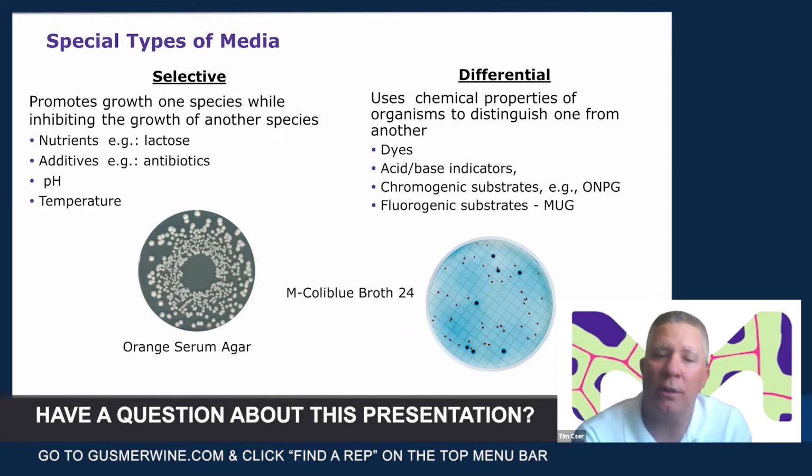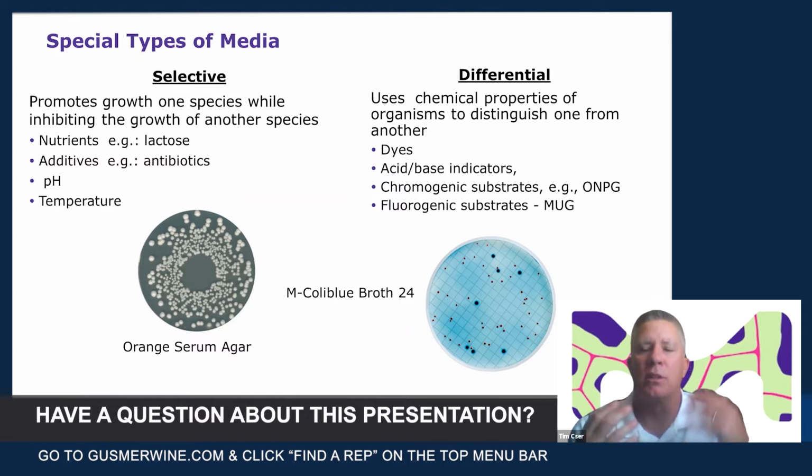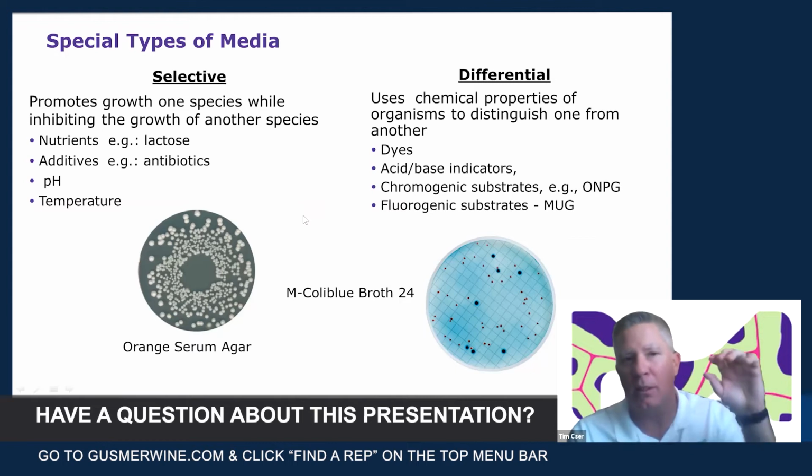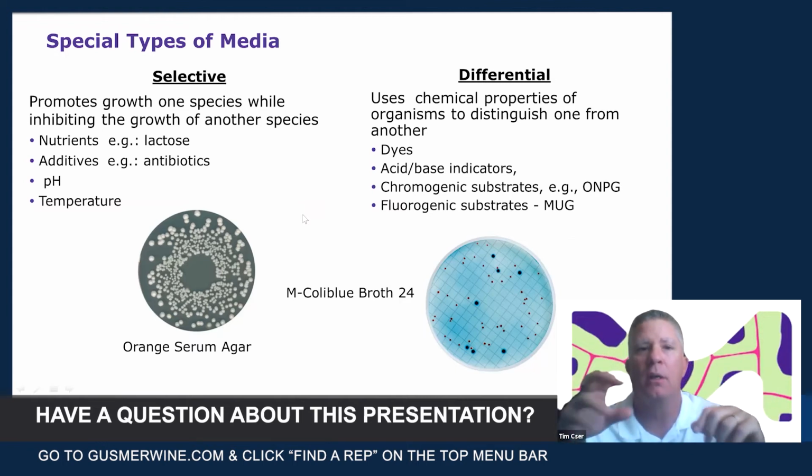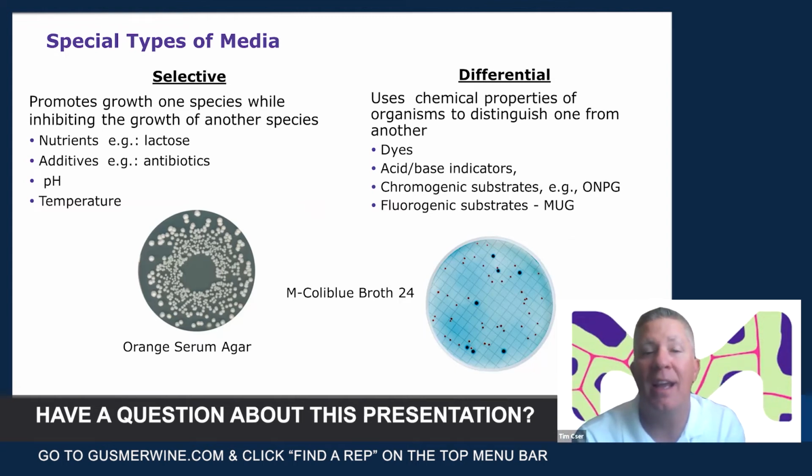Or you have differential. This example is M-coli broth blue, where E. coli would turn blue with a chromogenic substance. Or you might even have a fluorogenic substance. So you might have selective, differential, or you might have some media that is both selective and differential. Next slide.